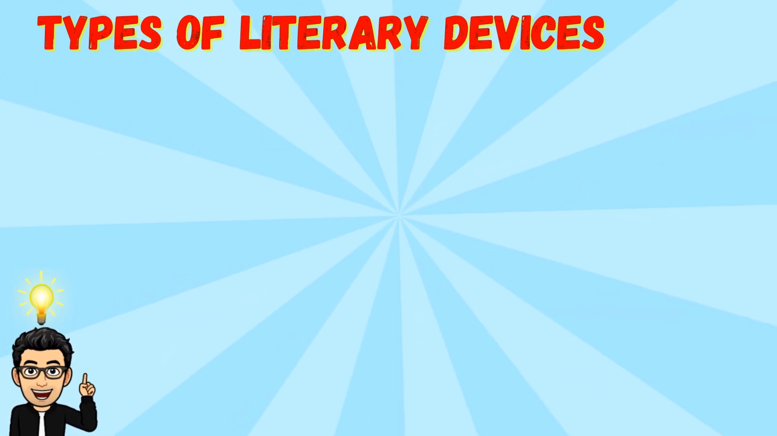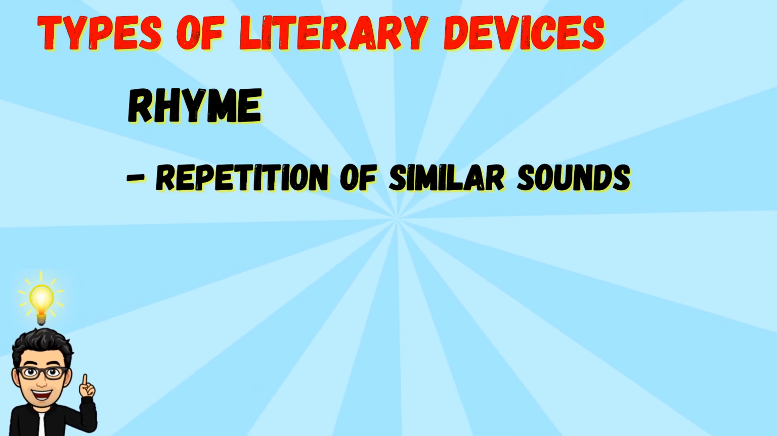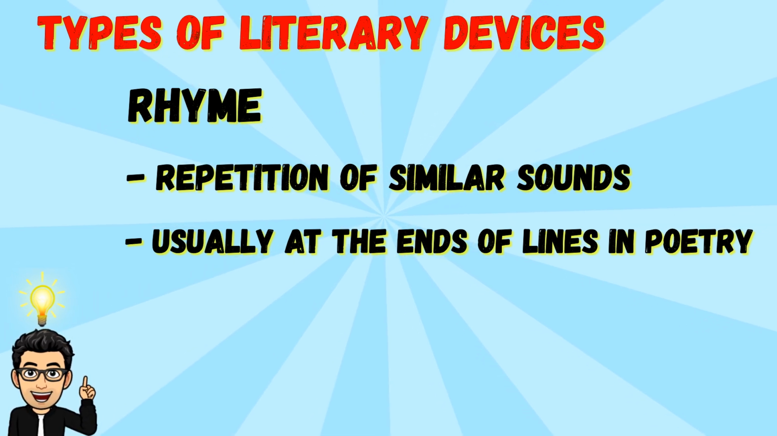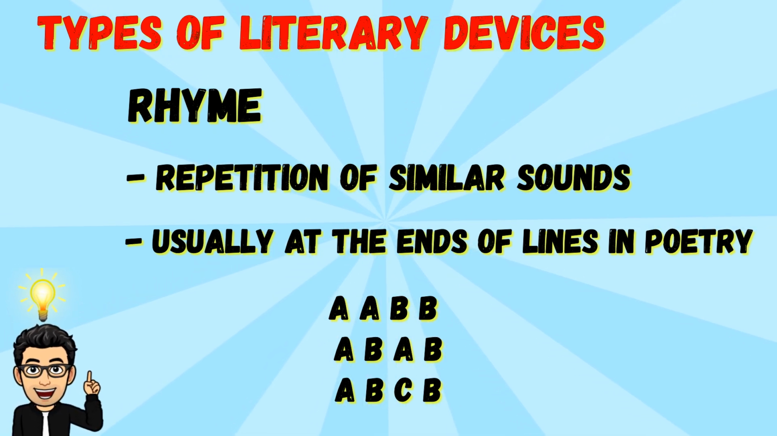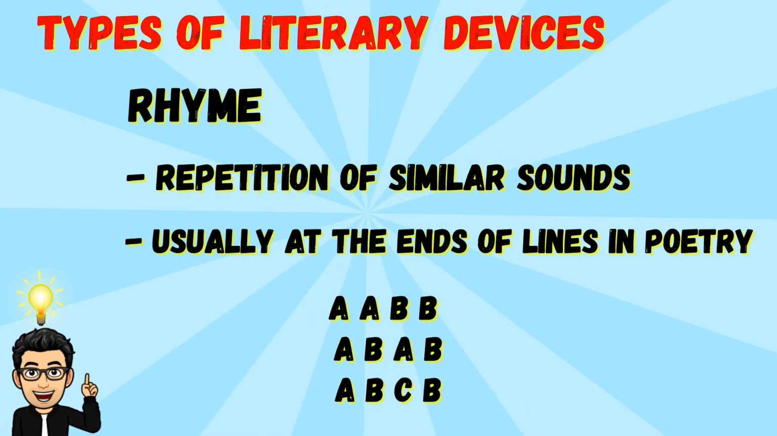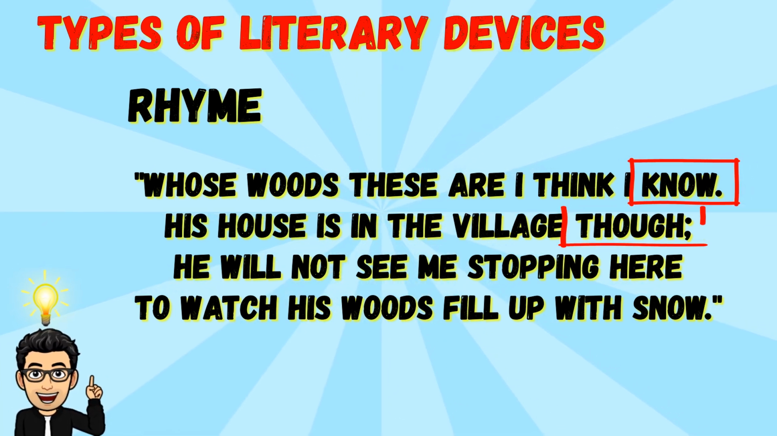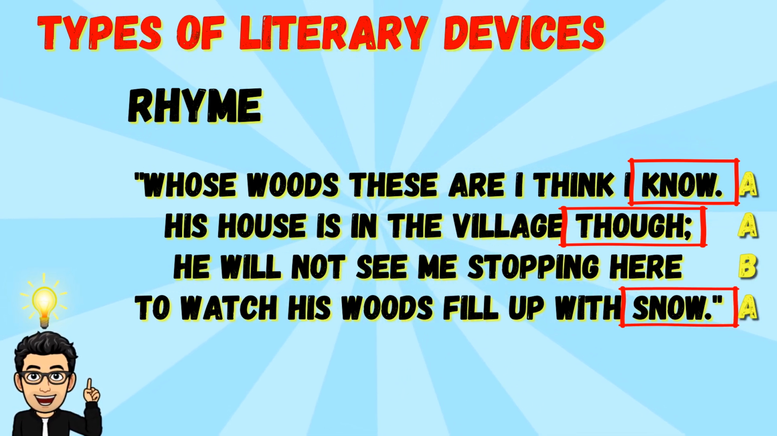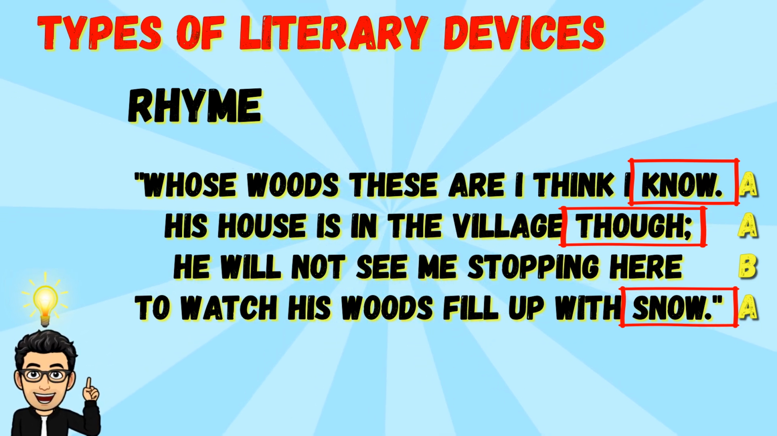Then we have rhyme. Rhyme is the repetition of similar sounds, usually at the ends of lines in poetry. Common rhyme schemes include AABB, ABAB, and ABCB. Here's an example of rhyme from the poem Stopping by Woods on a Snowy Evening by Robert Frost. In this stanza, the words know, though, and snow create a rhyming pattern, AABA. The rhyme gives the poem a musical quality, enhances the rhythm, and creates a sense of unity within the verse.